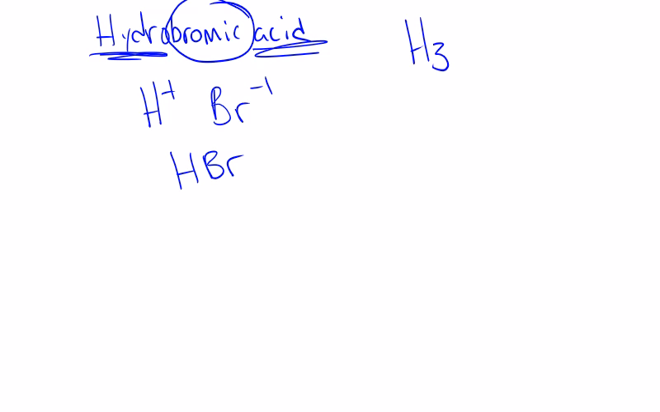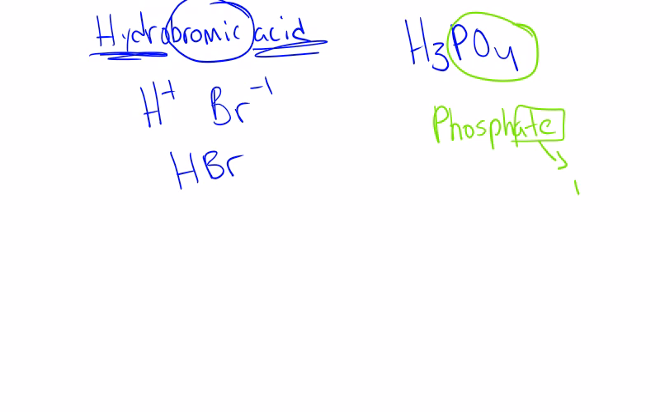For our last example, we're going to be doing H3PO4. We can see here again that this is an acid because there's a hydrogen out in front. We also see that this is a polyatomic, so we need to name that polyatomic. That polyatomic is phosphate. And we know that the ending ate needs to be changed to ic, so this would be phosphic acid.